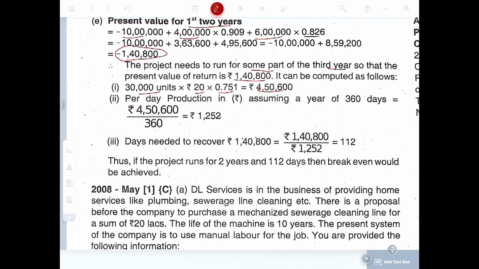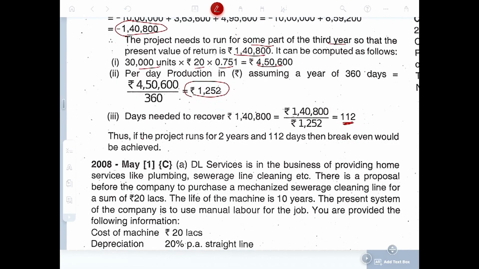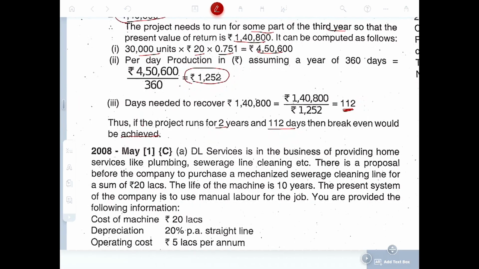That 4 lakh 50,000, per day production 1,200. So how much 1,200? 112 days. So the project runs 2 years, 112 days to achieve the break-even point. Very good. That's a good question. How long will it take to recover the cost? That is the question.